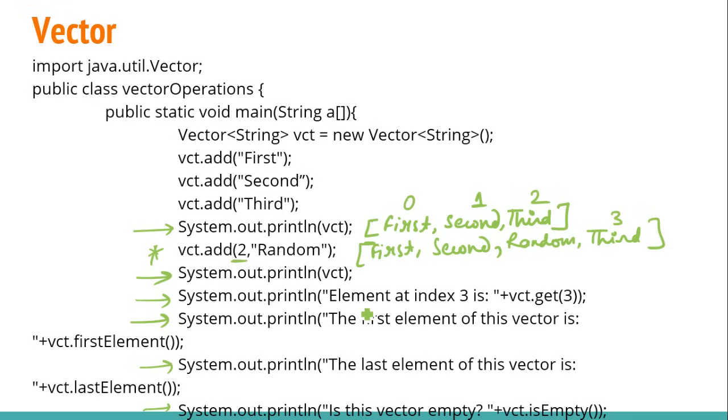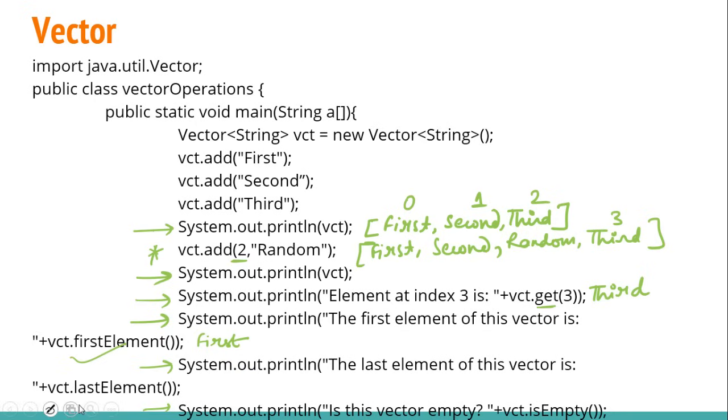Again, when you check element at index 3 and you do a get function on the vector, the element that is at index 3 would come, that is third. Fine. In the next statement, we are saying the first element of this vector is, and we are using the method firstElement. So this gives you the first element of the vector. So this output will be first.